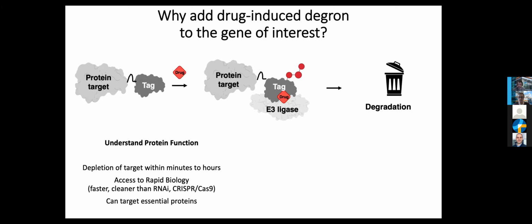First of all, to understand the protein functions. This allows us to deplete the targets within minutes to hours, and gives access to this whole new field of rapid biology. Our phenotypes can be achieved much cleaner and faster than with other techniques like RNAi and CRISPR. And we can also assess the immediate functions for the essential proteins.